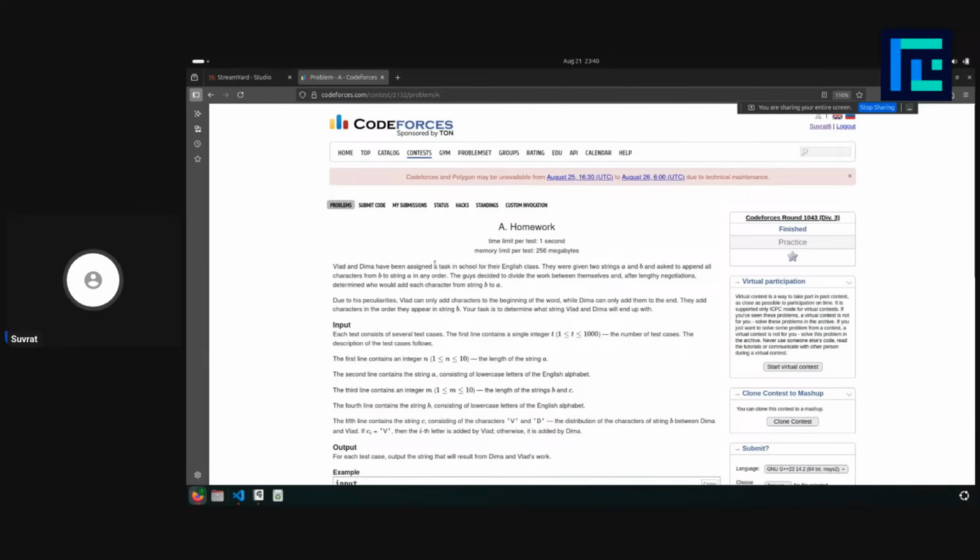Vlad and Dima have been assigned a task in school for their English class. They were given two strings A and B and asked to append all characters from string B to string A in any order. The guys decided to divide the work between themselves and, after lengthy negotiations, determined who would add each character from string B to A. Due to his peculiarities, Vlad can only add characters to the beginning of the word, while Dima can only add them to the end. They add characters in the order they appear in string B. Your task is to determine what string Vlad and Dima will end up with.